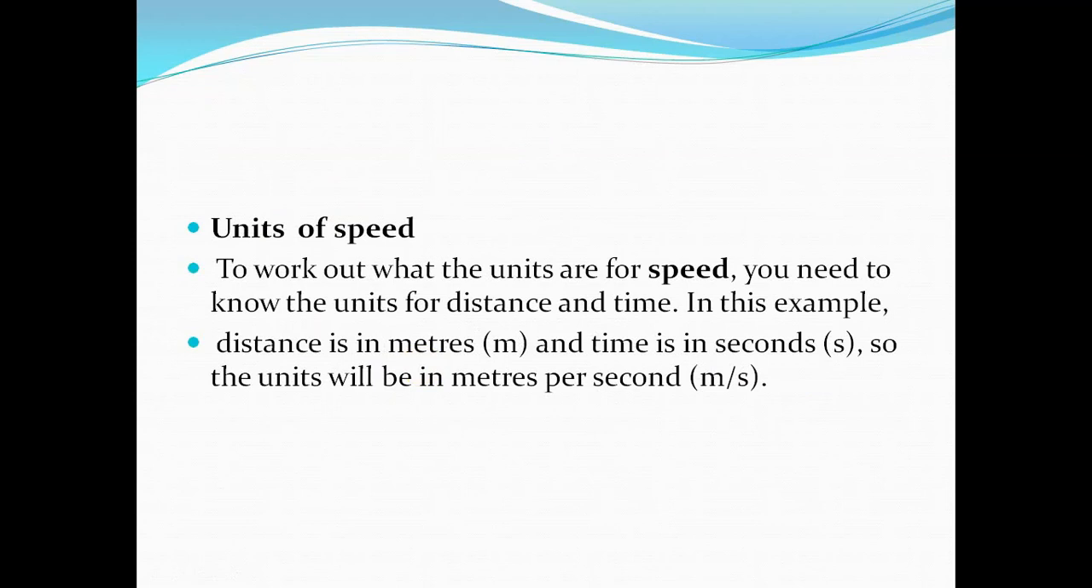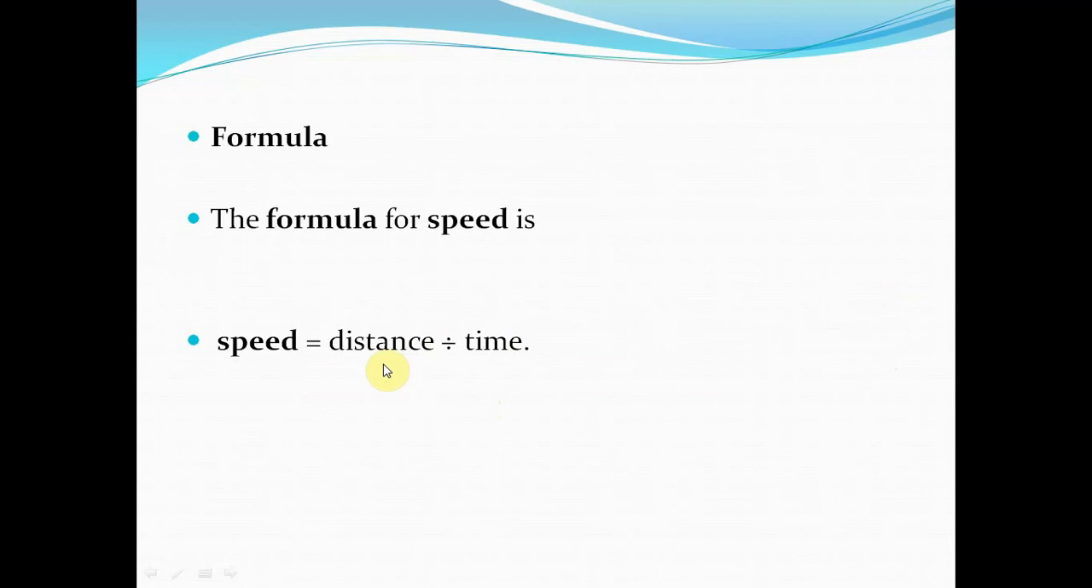Units of speed. To work out what the units are for speed, you need to know the units for distance and time. In this example, distance is in meters and time is in seconds, so the units will be meters per second. Look here, to calculate the units of speed, you will have to be familiar with the units of distance and the units of time. What are the units of distance?